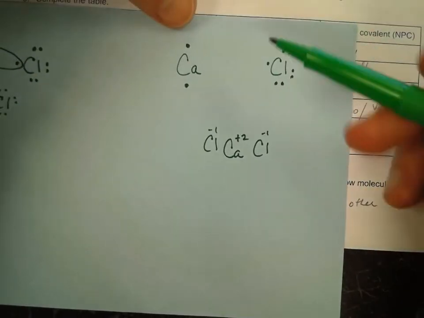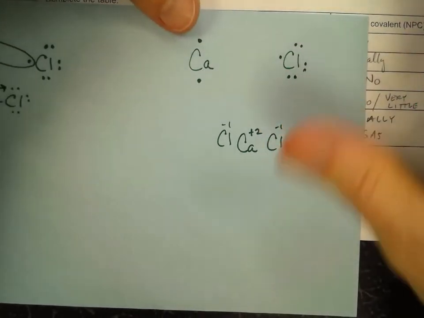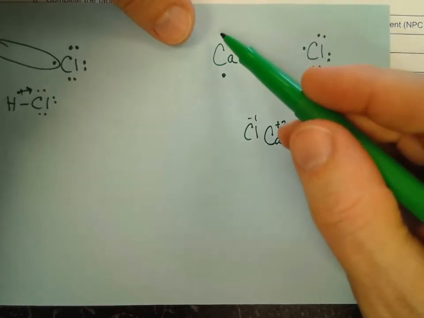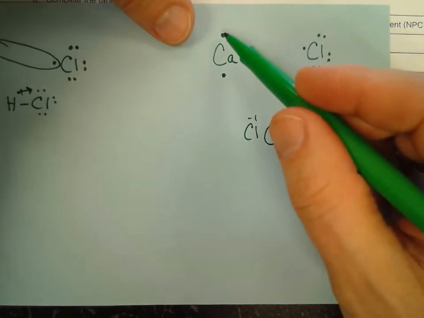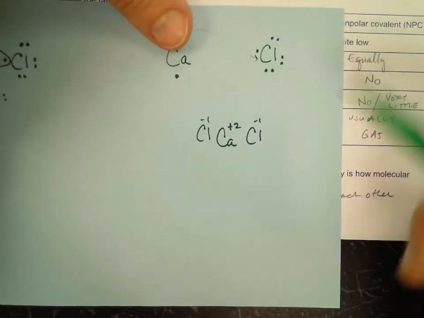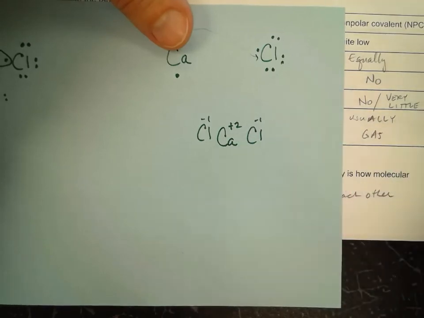Ionic bonds almost always have metals and nonmetals, so we haven't done too much with metals in this particular unit, but can you see how calcium, we would say, wouldn't share the electron. Usually it would just get transferred to another one, and what you end up with is an anion from the chlorine, a cation from the calcium, and an anion from chlorine.